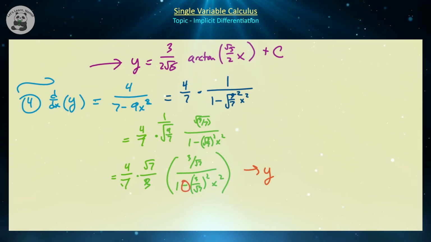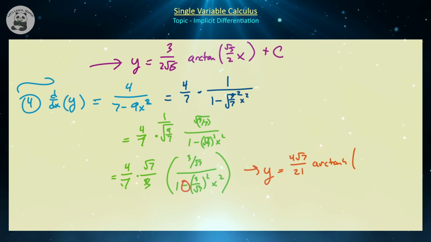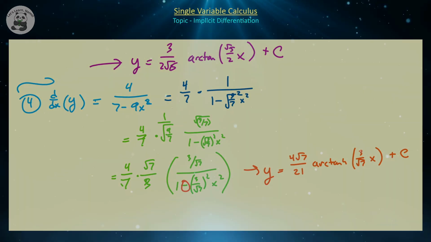So we're going to have y is equal to 4 square root of 7 all over 21 times the inverse hyperbolic tangent of 3 over the square root of 7 x plus some arbitrary constant c. And this is just some practice problems on working backwards using these formulas that we've presented.